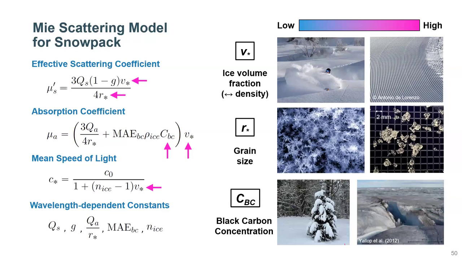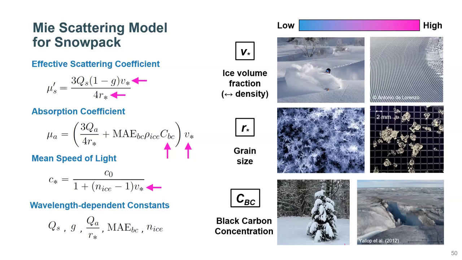But if you can accept that approximation, then the effective scattering coefficient, the absorption coefficient, and the mean speed of light in the snow can all be written in terms of just three snow properties, which are the ice volume fraction, grain size, and concentration of light absorbing impurities. Okay, so I'll walk through those. So the ice volume fraction is equivalent to the snow's density. So this controls whether the snow is either fluffy light powder or hard and packed down or somewhere in between.